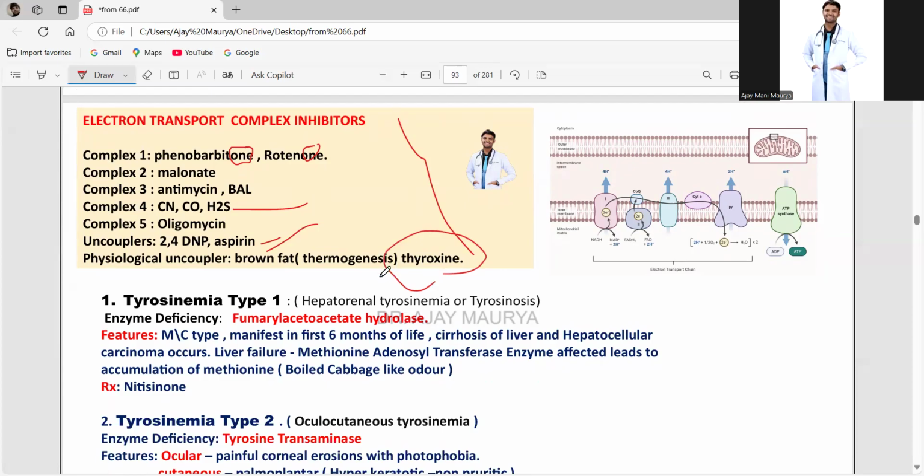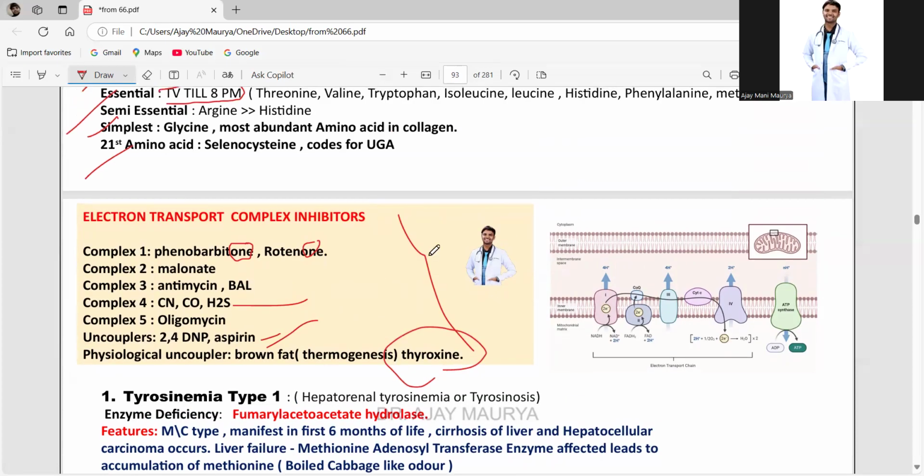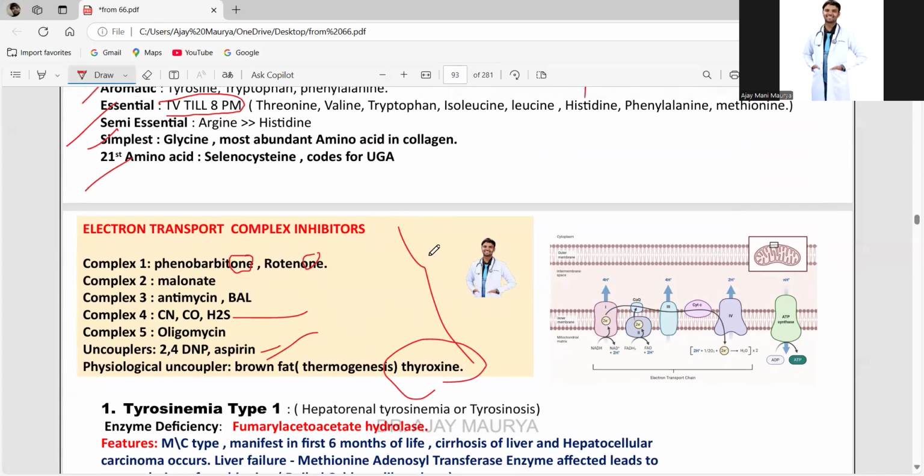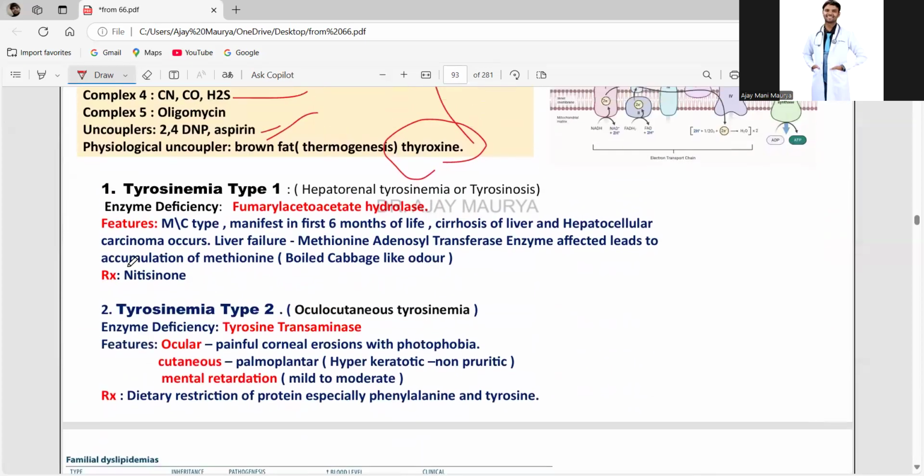Not thyroxine. You have to remember about the electron transport complex inhibitors. Remember here tyrosinemia types 1 and 2. Tyrosinemia type 1 is called hepatorenal tyrosinemia.